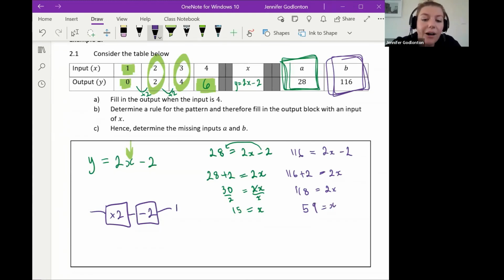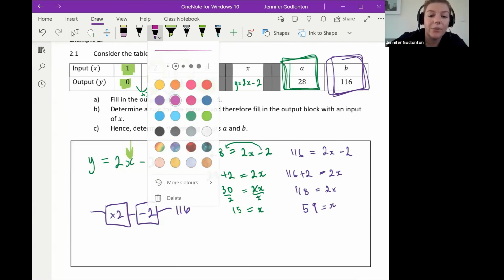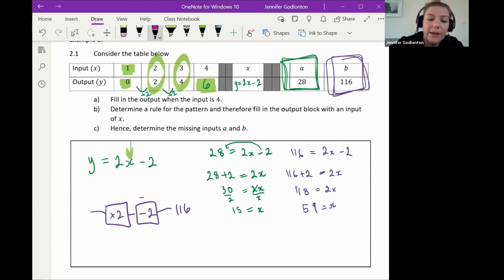Okay, so our output is 116 and then we work our way backwards. So 116 plus 2, which is 118, divided by 2 is 59. So you can always use your spider diagram to help you if you're struggling with the equation just by itself. But don't panic. We're going to be picking up from this spot on Tuesday, and we're going to do a little bit of extra.